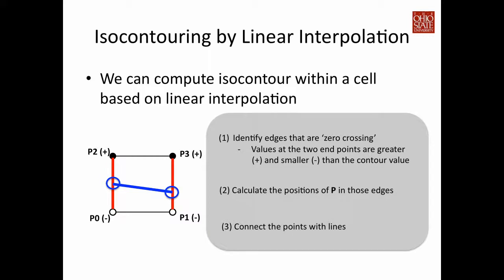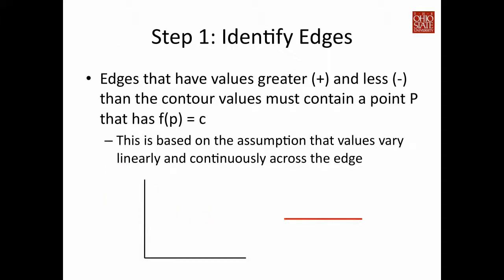Then I simply connect the points by a line, and this line represents all the points that have a constant value equal to C. Now let's take a closer look at each of the steps. First of all, we want to identify edges that have zero crossing. This is based on the principle of linear interpolation.